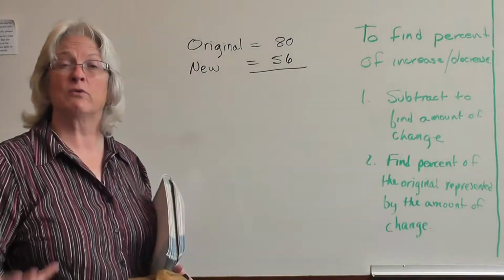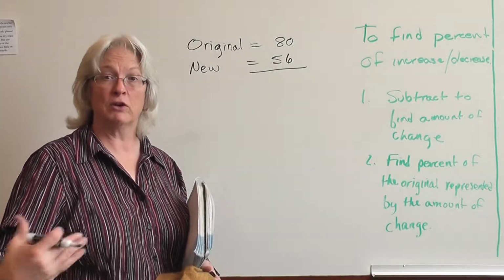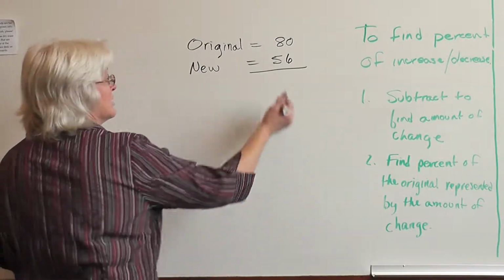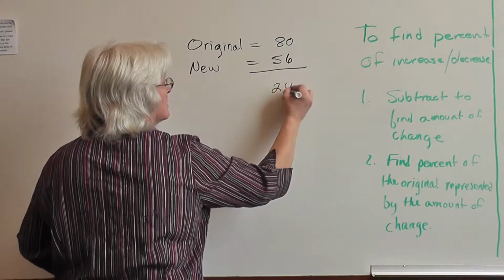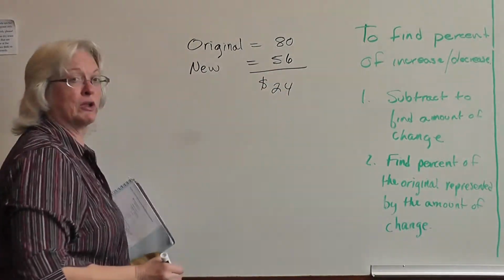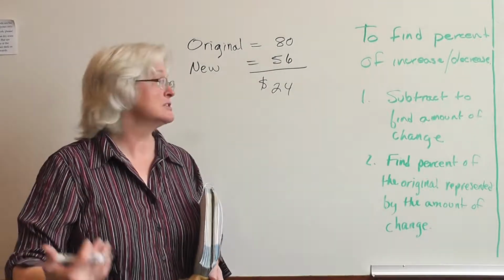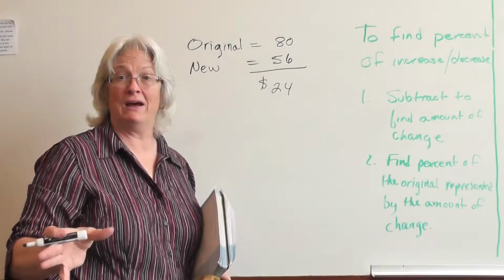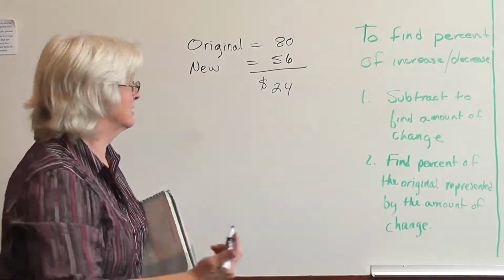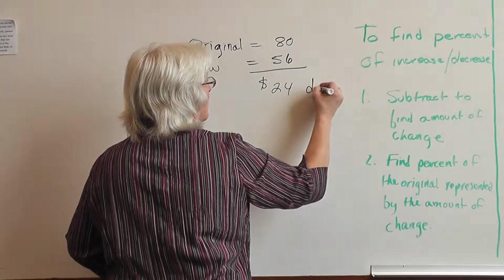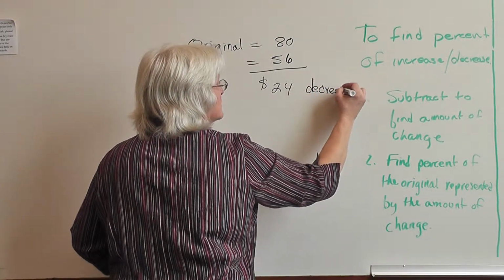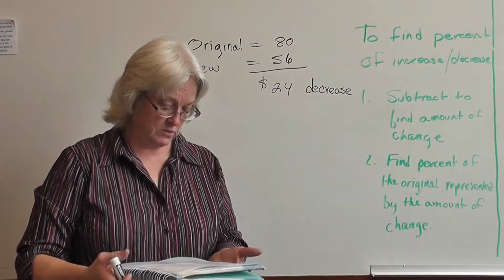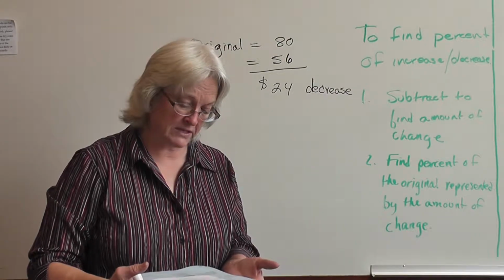What do we do first if we're going to find percent of increase or decrease? Number one says subtract to find the amount of change. So the amount of change is $24 because 80 minus 56 is 24. If our original amount was 80 and our new amount is 56, then that's a decrease, isn't it? So we have a $24 decrease. Let's look back at our problem. This is example 2 on page 326 and 327.